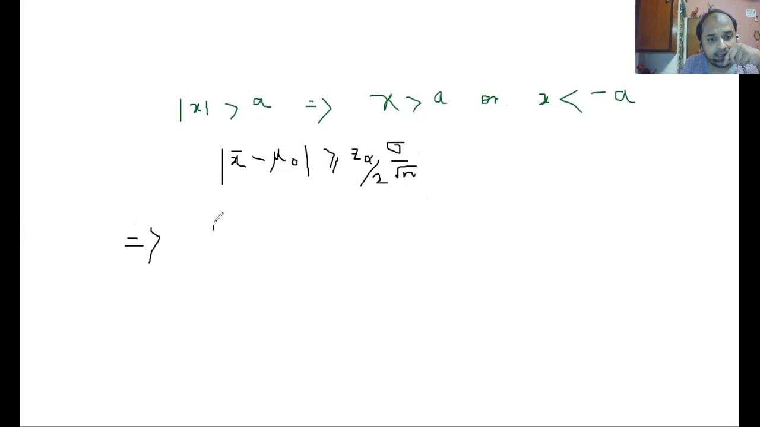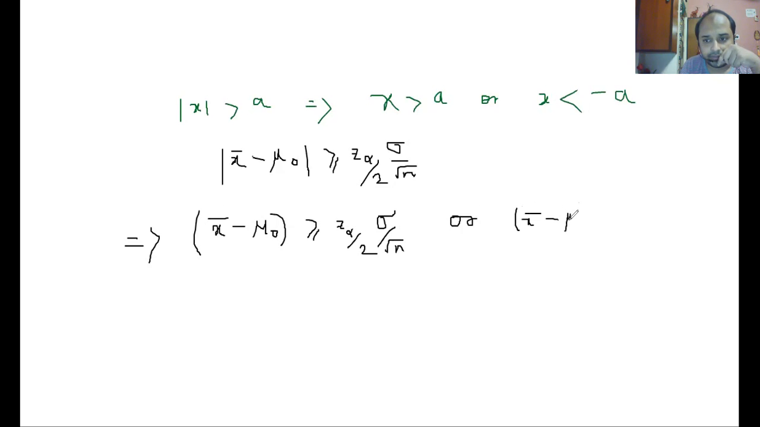Let us analyze. We shall get that x bar minus mu naught is greater than or equal to z alpha by 2 into sigma by root n, or x bar minus mu naught is less than or equal to minus z alpha by 2 sigma by root n. By applying this theory, I have got this.